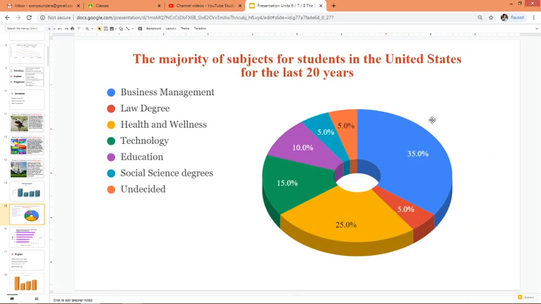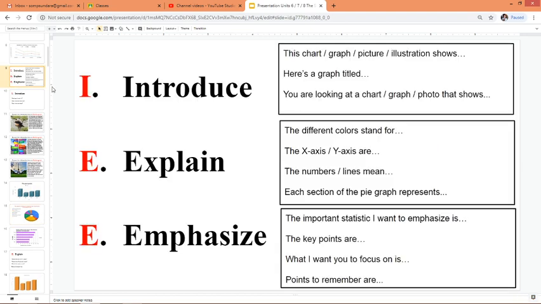Today, I want to continue your presentation on IEE. Right? And we talked about what IEE stands for. IEE is introduce, explain, and emphasize. So this helps you and your audience better understand your visuals.